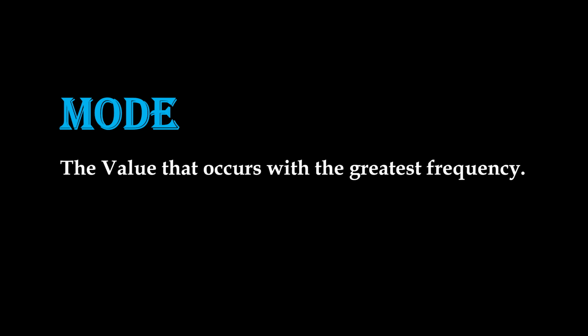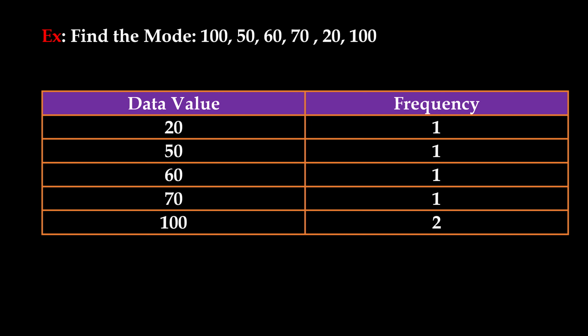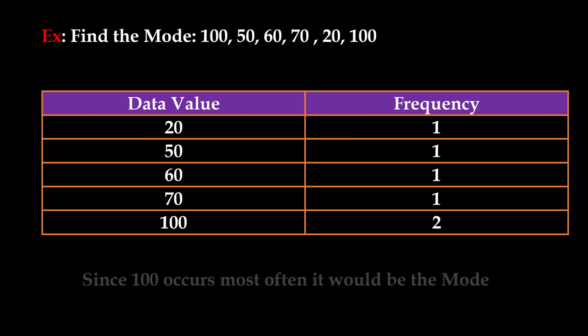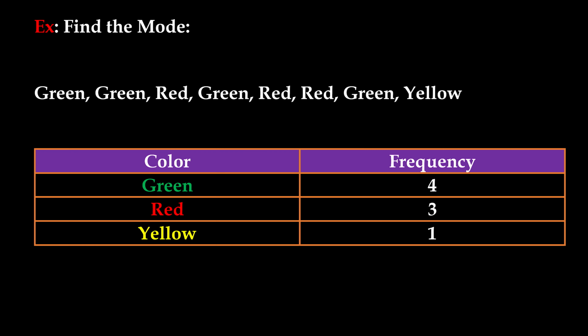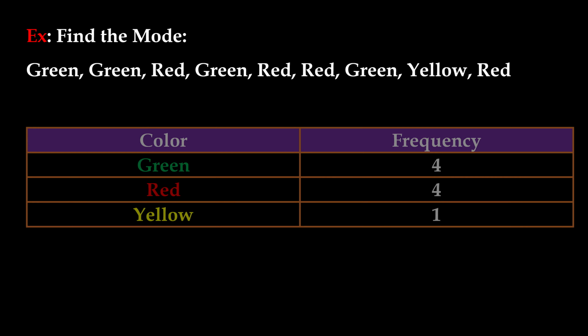The mode is the value that occurs the most in our data set. The nice thing about the mode is that it can also be applied to qualitative data. But a downside to the mode is that there could be more than one of them.